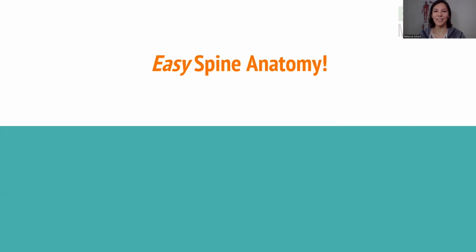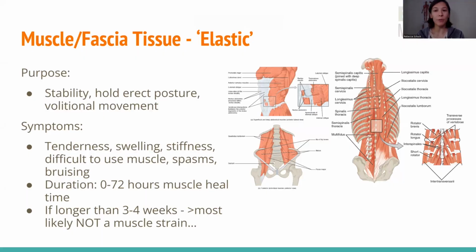All right, moving on to easy spine anatomy. The way that I broke this down is going from the most superficial anatomy structures, and we're going to go deeper and deeper regarding the lumbar spine. We're first starting with muscle and fascia tissue, which is considered elastic tissue because it can constrict and it can elongate based on a volitional movement. The purpose of muscle tissue is to add stability and hold erect posture during our dynamic movements.